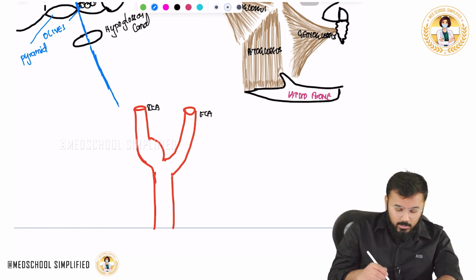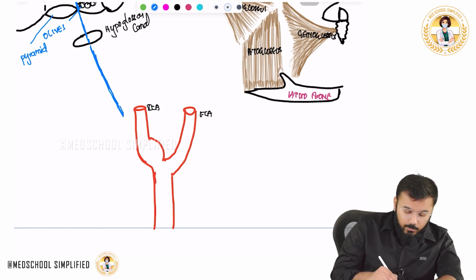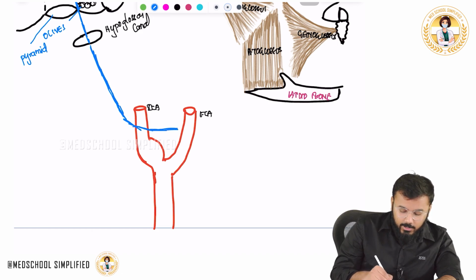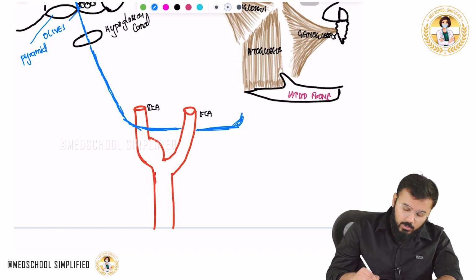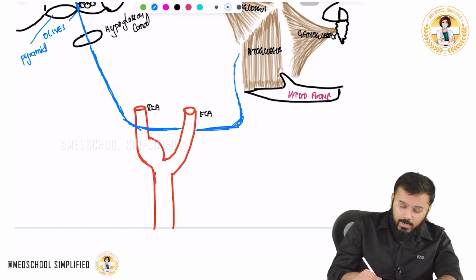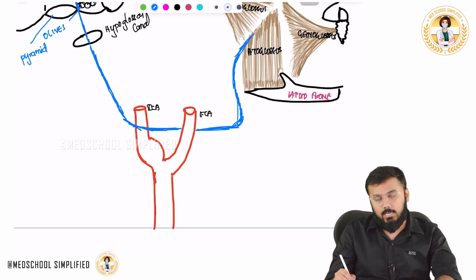Now after coming down all the way, this hypoglossal nerve passes above your internal carotid artery and below your external carotid artery. Now after passing, slowly this nerve will enter into the muscles here, and it would supply three muscles.